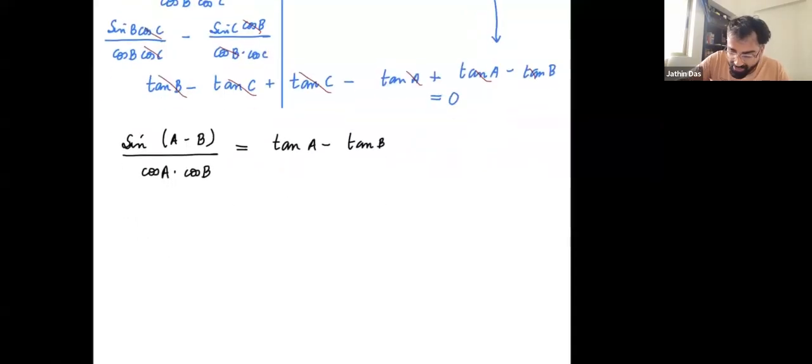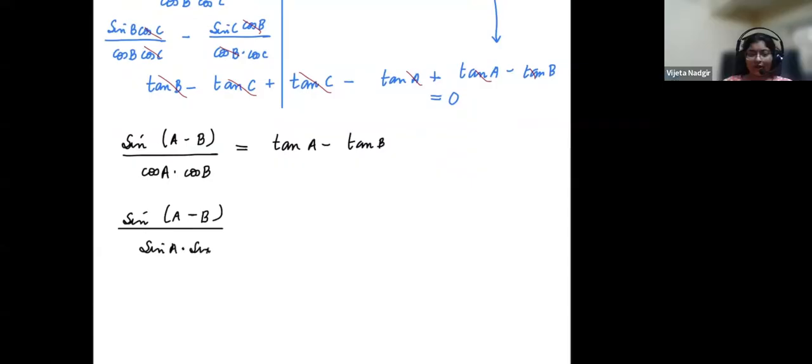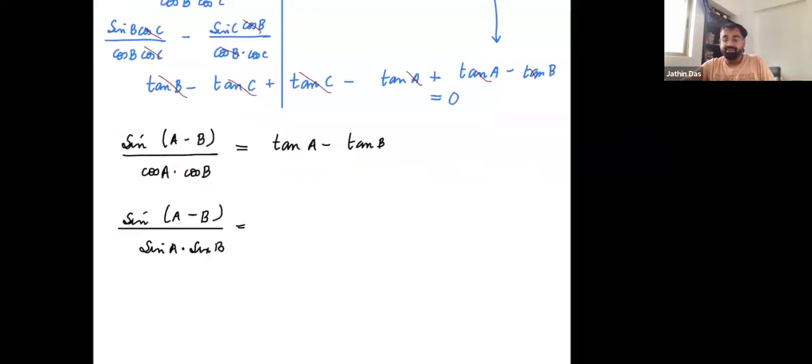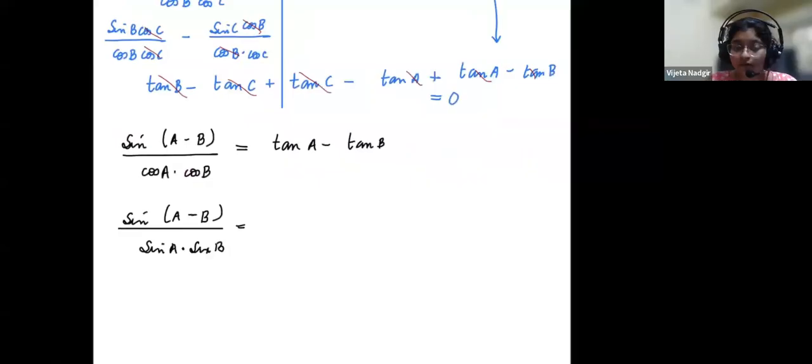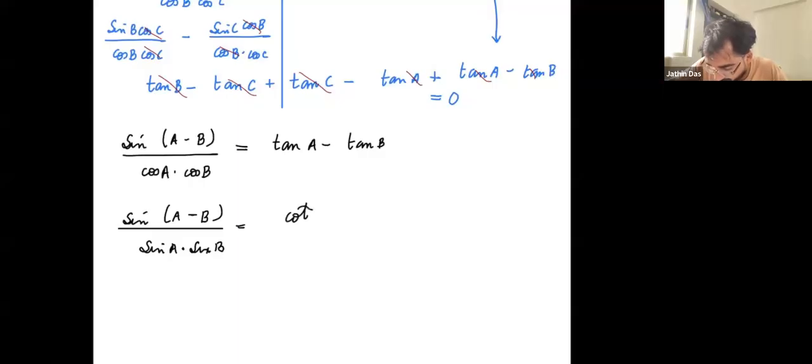So if that is the case, listen. Once again, I'll tell you an easy method to do because there is one more also. Sin(A minus B), instead of dividing by cos A cos B, I divide it by sin A sin B. Cot A minus cot B. Not cot(A minus B), cot B minus cot A will come. Okay. It will be cot B minus cot A.